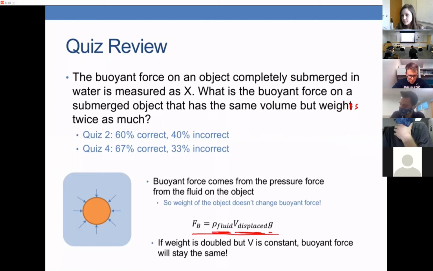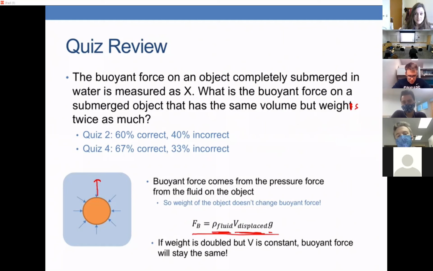Tyler? Yeah. So wait, what direction is the buoyant force in right now? So the buoyant force pushes up. The net buoyant force, so it's pressure on an object, it's a pressure force all around the object. But if you put it together into a net buoyant force, it pushes up.